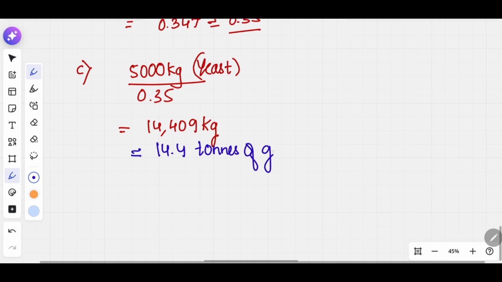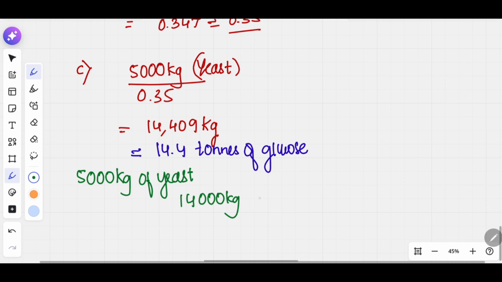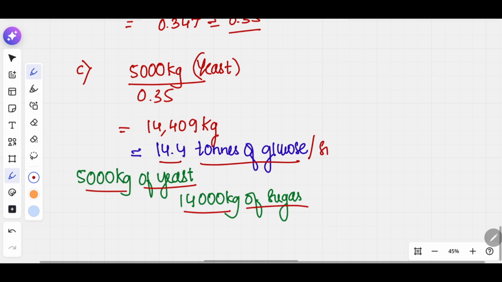What's happening here is that to grow these 5000 kg of yeast cells, we need 14,000 kg of glucose or sugar. Okay, to grow 5000 kg of yeast, we will need 14,000 kg of sugar, or 14.4 tons of sugar or glucose. It is one and the same. So this is how you solve it.